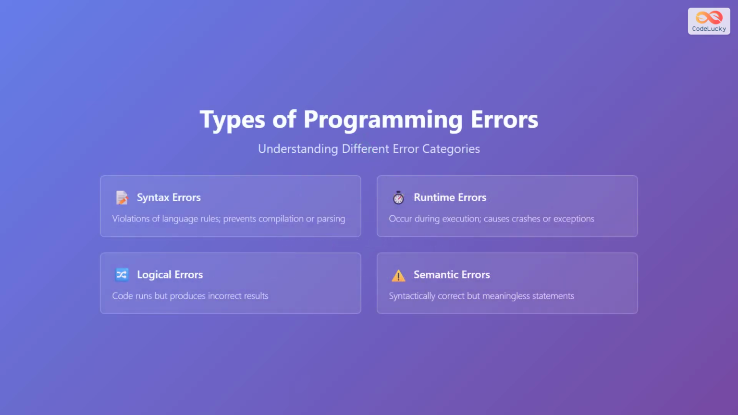Programming errors fall into four main categories. Syntax errors occur when code violates language rules and prevents compilation. Runtime errors happen during program execution and cause crashes or exceptions. Logical errors allow code to run but produce incorrect results. Semantic errors are statements that are syntactically correct but have no meaningful purpose. Each type requires different debugging approaches to fix.